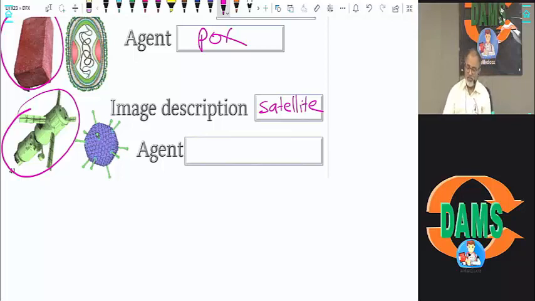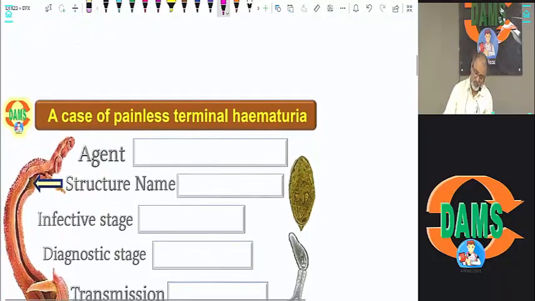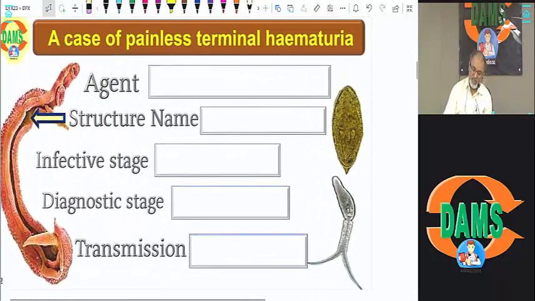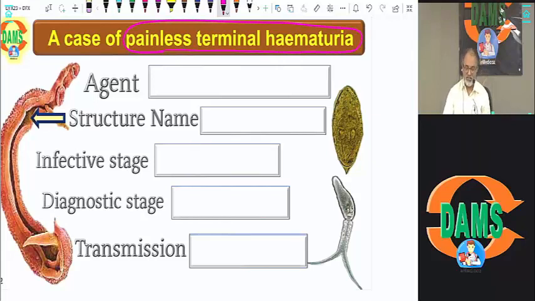Okay. It is adenovirus. Spaceship or satellite adenovirus. Next is painless terminal hematuria. What is the disease called? Yeah, schistosomiasis. It is Schistosoma hematobium.